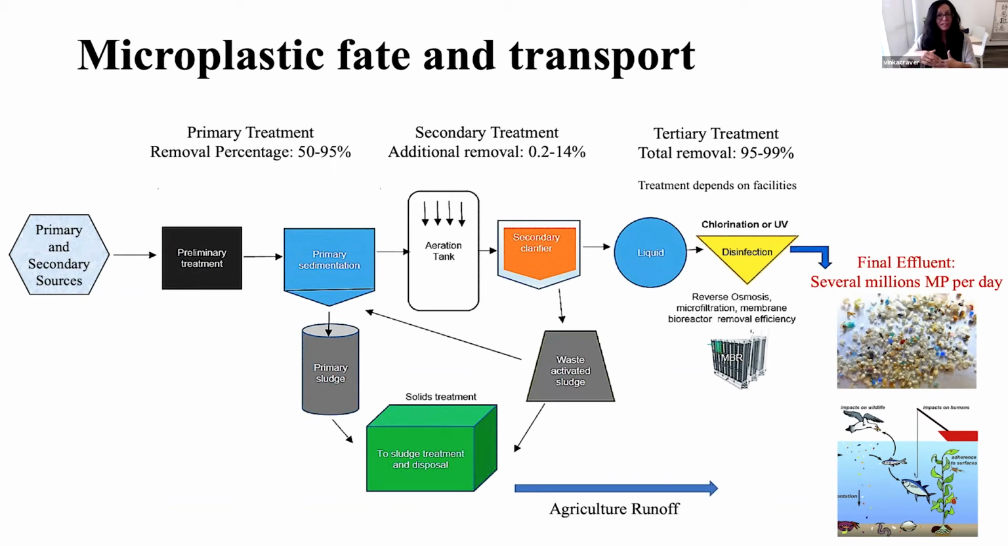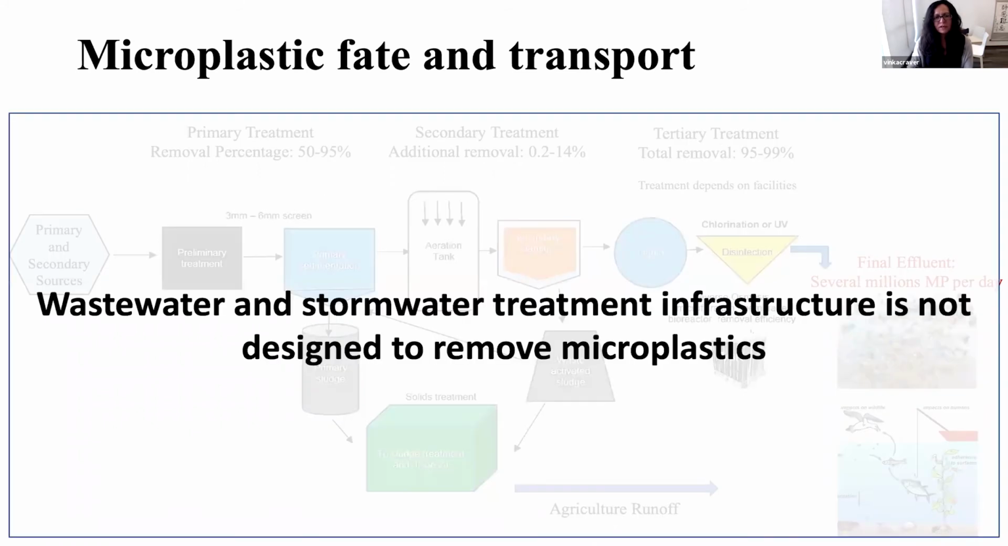So we separate it for the small ones that cannot settle in this last stage of treatment, and the ones that were large enough get trapped with the bacteria, and we separate them in the solid phase. But then both of them are going to be entering the environment by different routes. So we can say pretty clearly that wastewater and stormwater infrastructure is not really designed to remove microplastic.